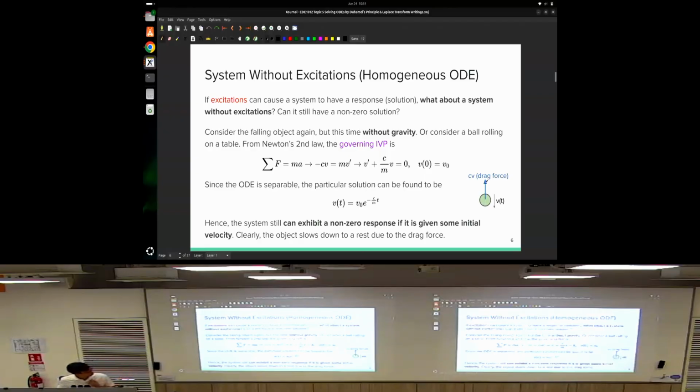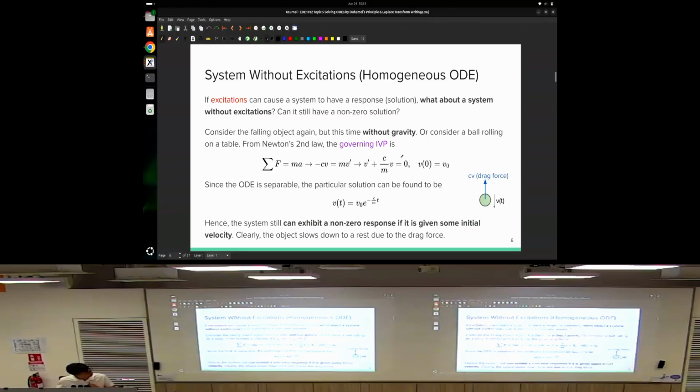So what will be the forces in the sum of forces? You can see that because there's no gravity, because the table is horizontal, there's only the drag force, so you get minus cv in your sum of forces, only one force, equals ma, which is mv prime. So then you still get the same expression on the left-hand side, v prime plus c over m v.